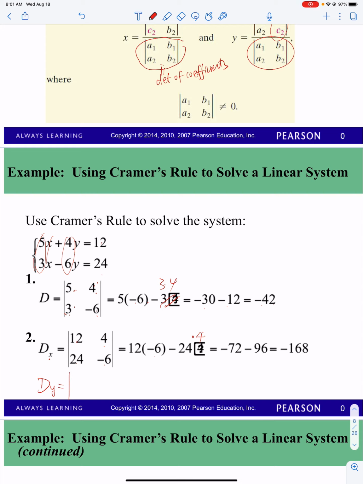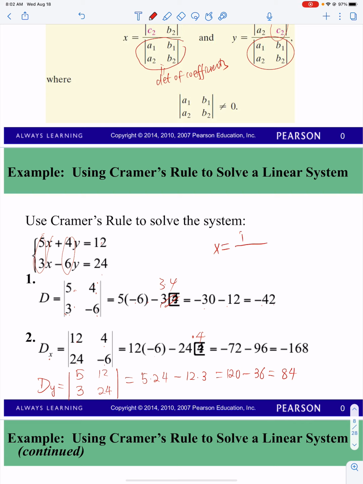So what will be dy, guys? What will you do? You keep the x column, 5, 3, the first one. But your y column, 4, -6, will be replaced by 12, 24. So what will you have? 5 times 24 minus 12 times 3. So it's 120 minus 36, equal to 84. Are you with me?